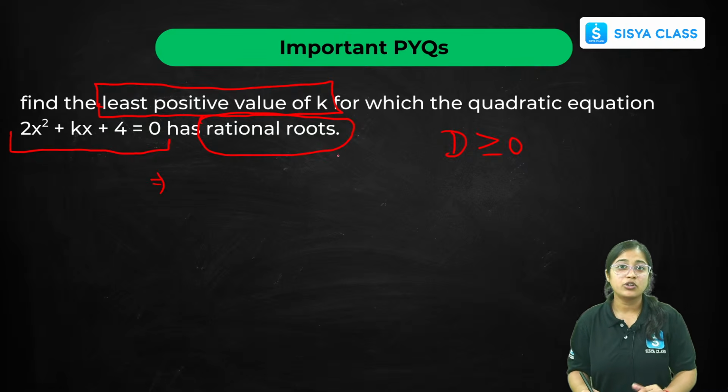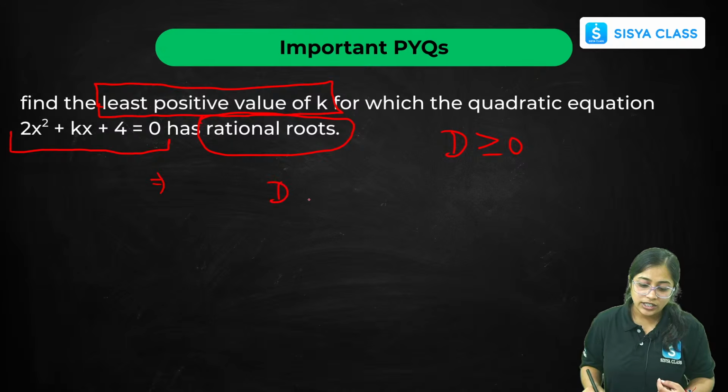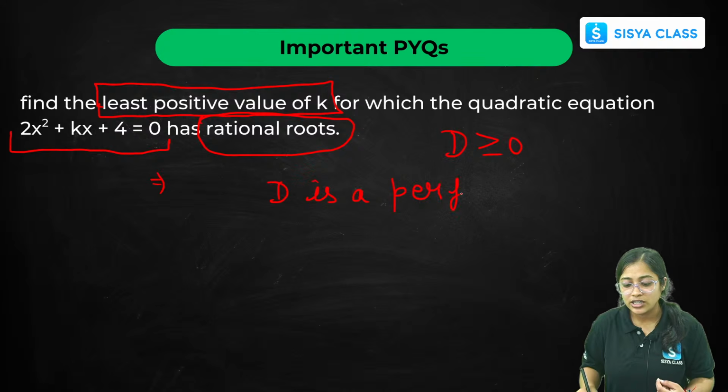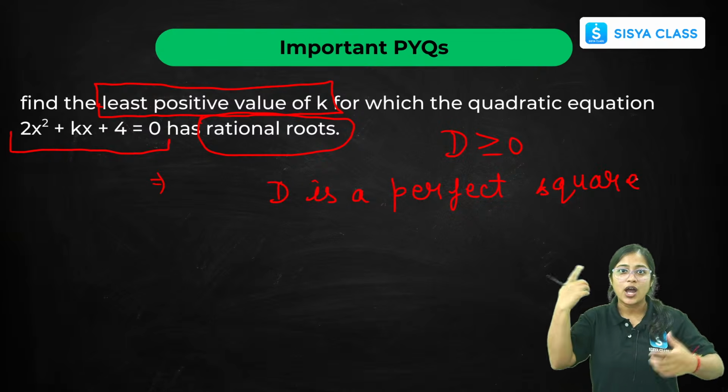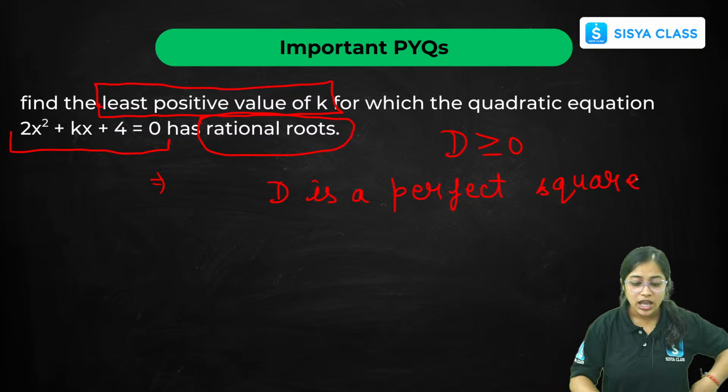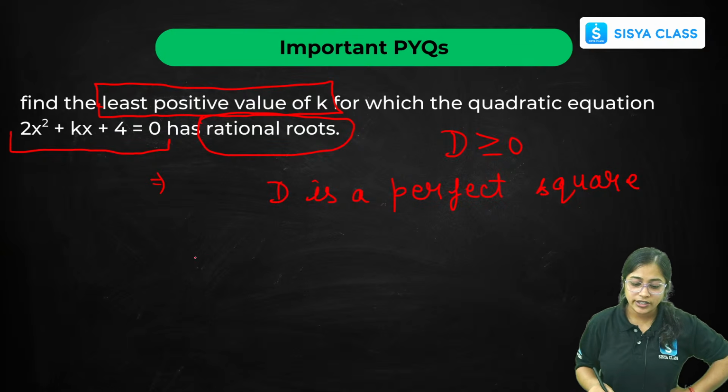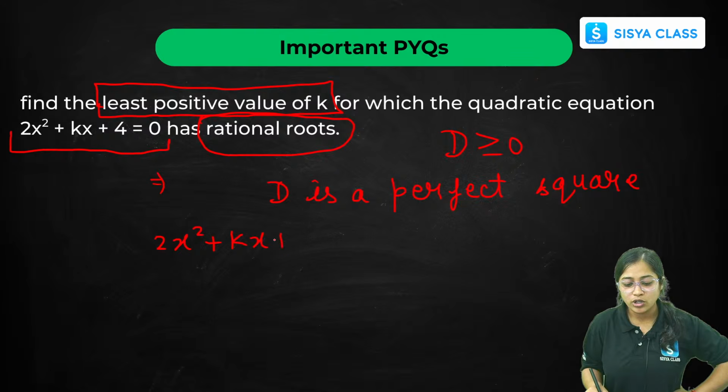This is the condition for real roots. What is the condition for rational roots? That your D should be a perfect square. Whatever your discriminant is, it should be a perfect square. Perfect square means that it should be a square of some number. Got it? So now for this quadratic equation, 2x square plus kx plus 4 equal to 0.